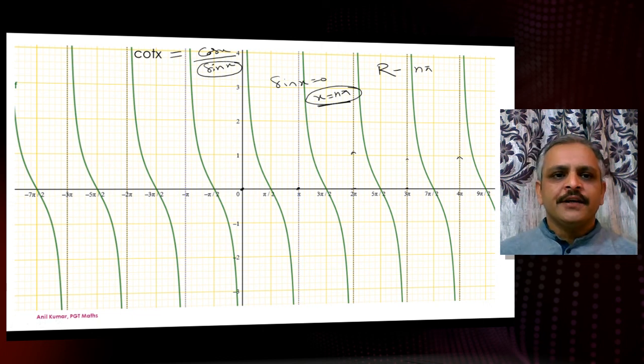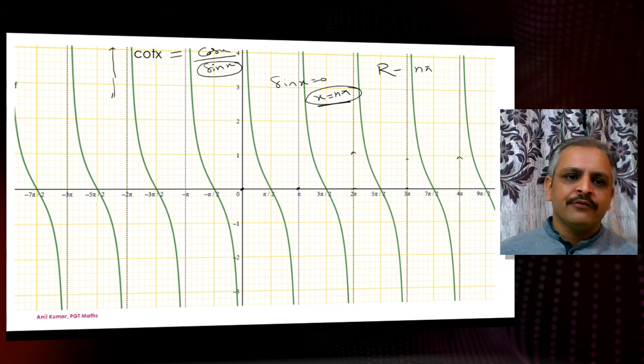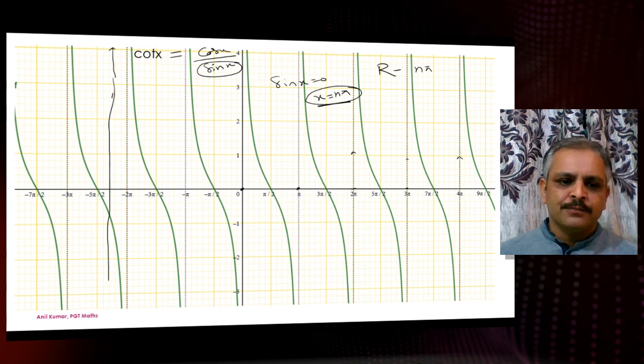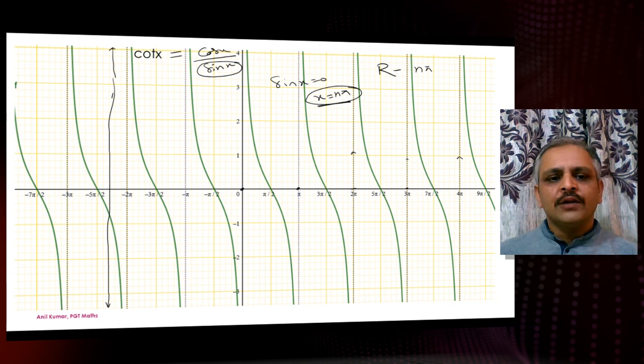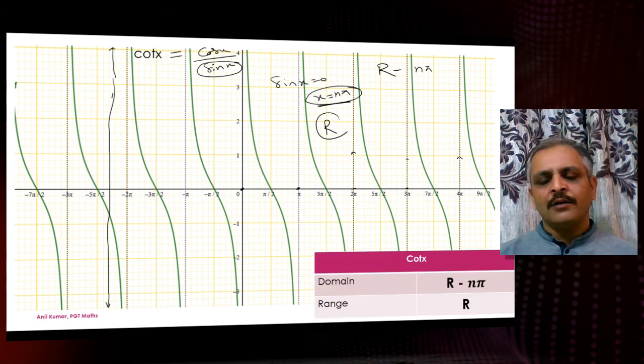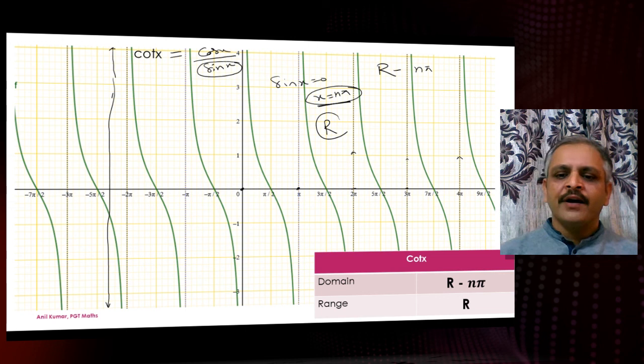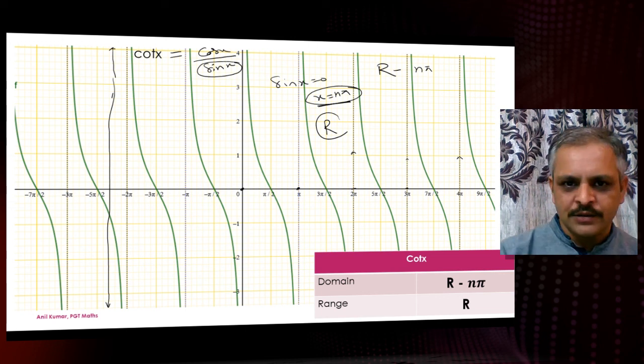Whereas for the range, if we see, the value of the function leads towards plus infinity, and if we go downwards it goes towards minus infinity. That means all the real values are included. So its range will be all real numbers. So let's note it. Domain is all real numbers except multiples of pi, whereas the range is all real numbers.